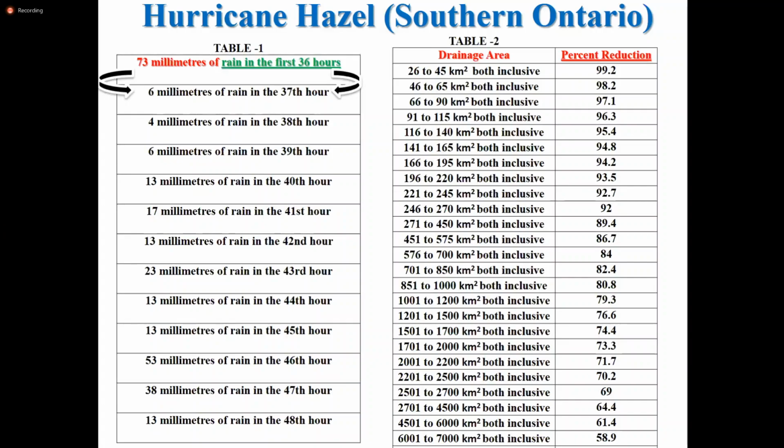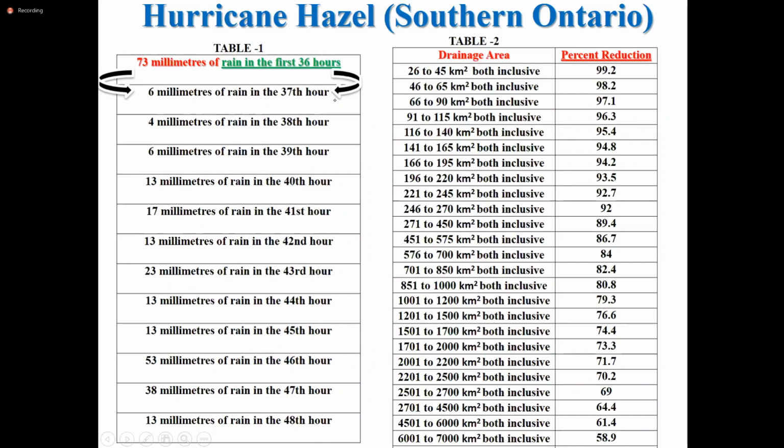So this is Hurricane Hazel. 73 millimeters of rain happened in the first 36 hours. It was a long storm. And then for subsequent hours, 37, 38, 39, on and on up to the 48th hour, that means 2 days and 2 nights. So a long storm, and for successive hours that much rain was happening. You can see, this is Hurricane Hazel for southern Ontario.